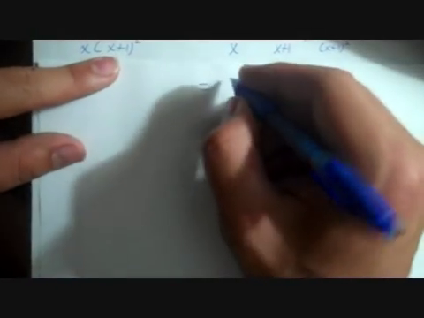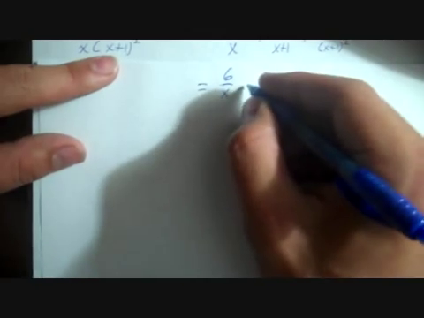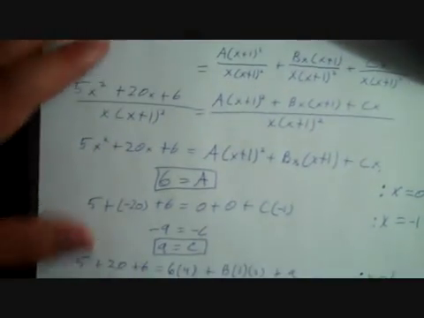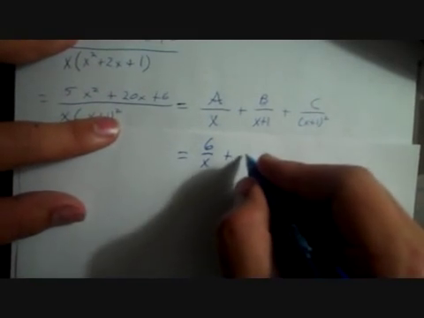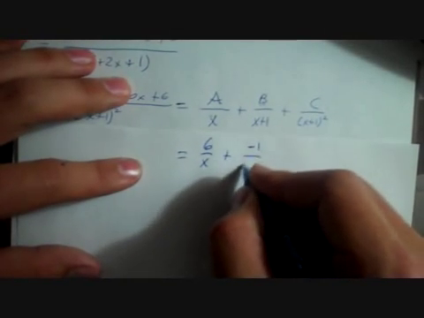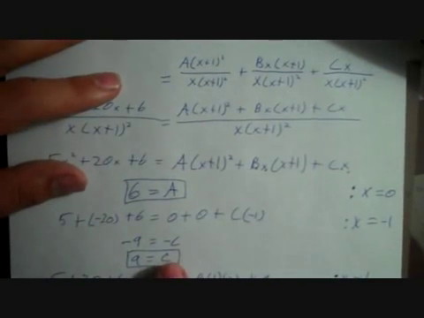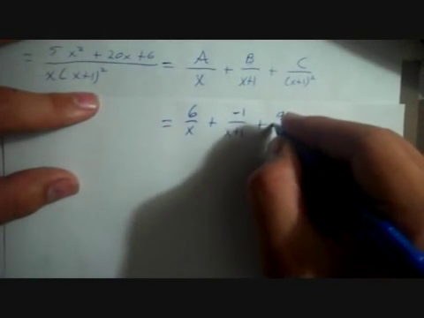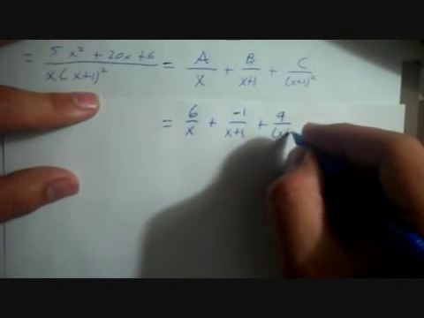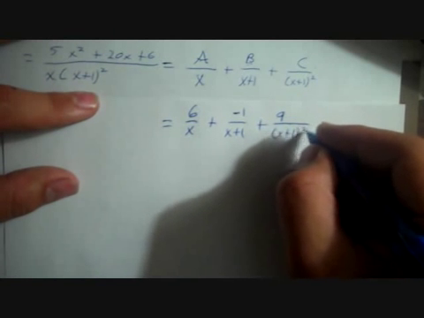So a equals 6, so we'll have 6 over x plus b is negative 1. So we'll have negative 1 over x plus 1 plus c was 9. So we'll have 9 over x plus 1 squared.